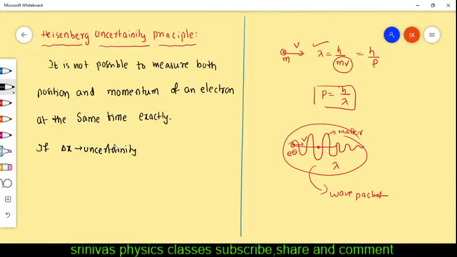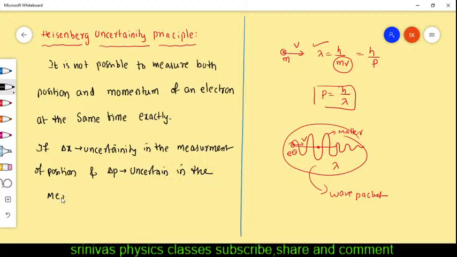Delta x is the uncertainty in the measurement of position, and delta p is the uncertainty in the measurement of momentum. Uncertainty in the measurement of momentum means we cannot measure the momentum with certainty. We cannot measure the position of the electron with certainty. Delta p is the uncertainty in the measurement of momentum of the electron, of the particle.